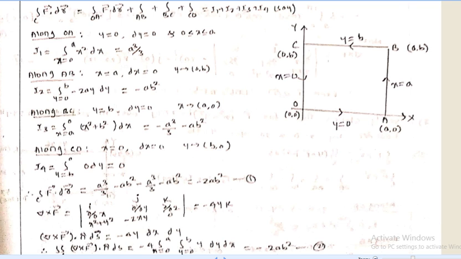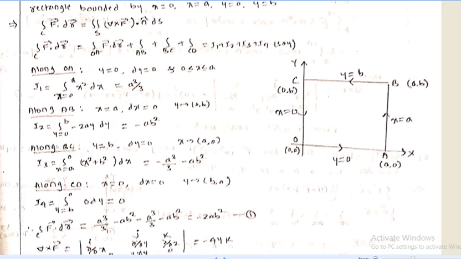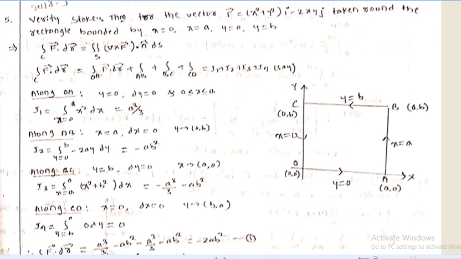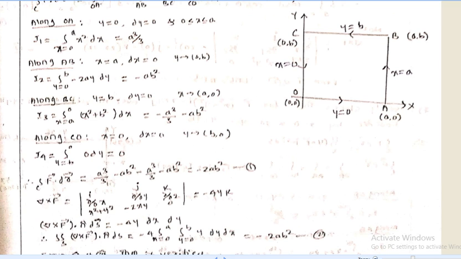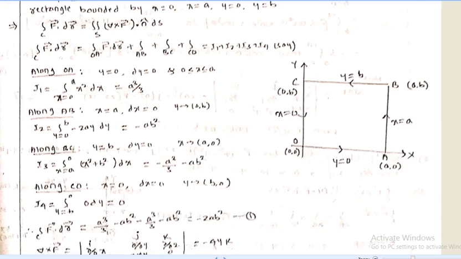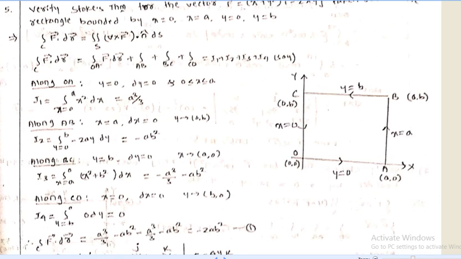So on integrating, y varies from b to 0, so 0 dy, because x equal to 0, dx equal to 0, and y dy is a dy, which is also equal to 0. So after adding along the curves OA, AB, BC and CO, we get minus 2ab square, say equation number 1. Then we calculate the right hand side, del cross f.